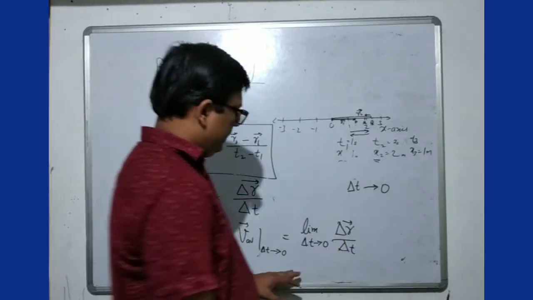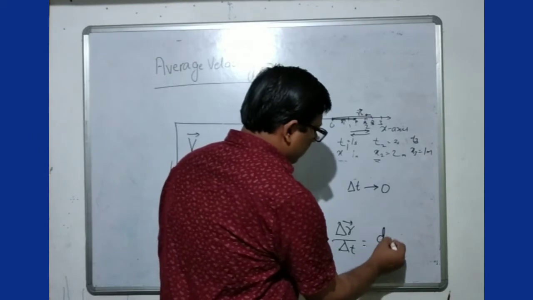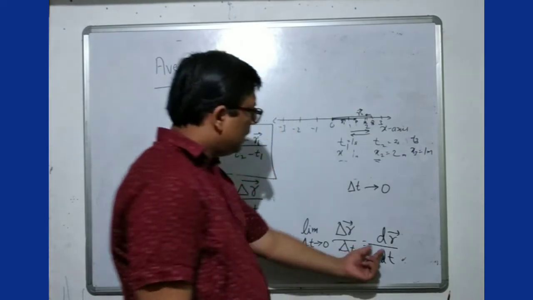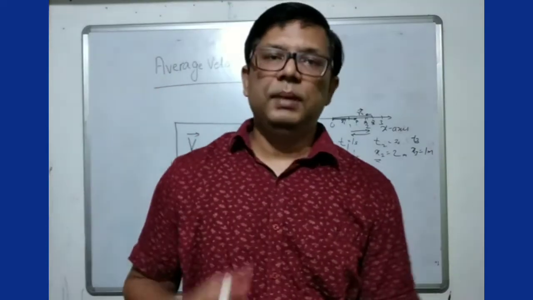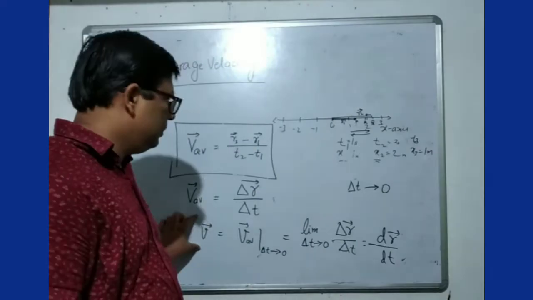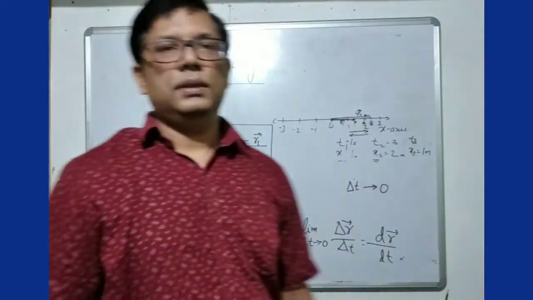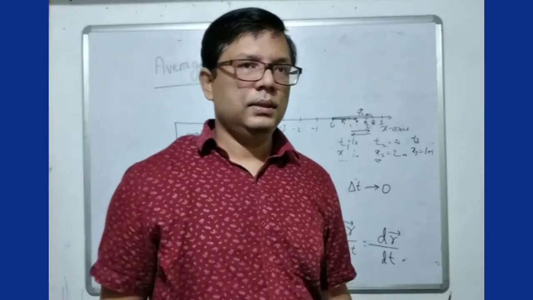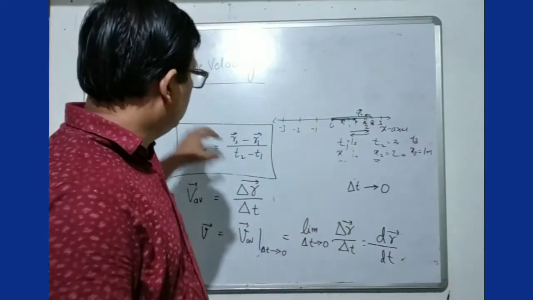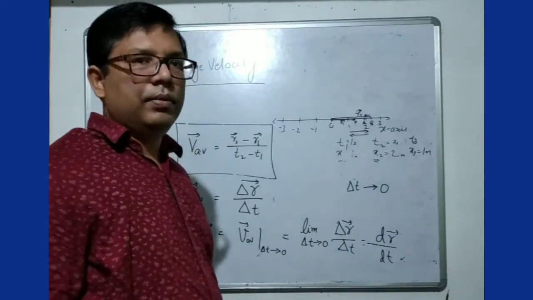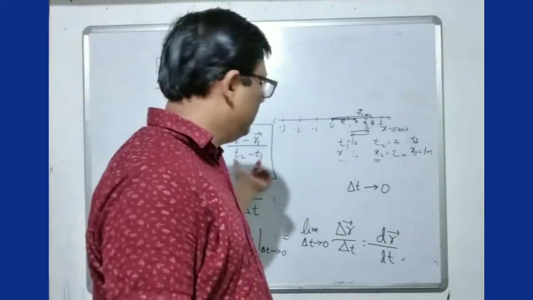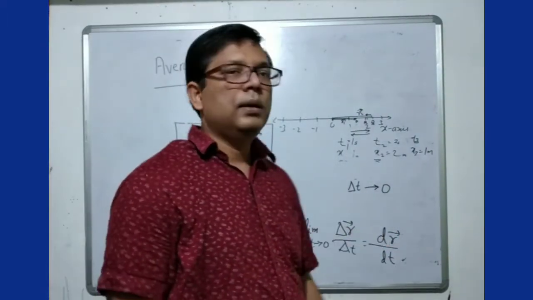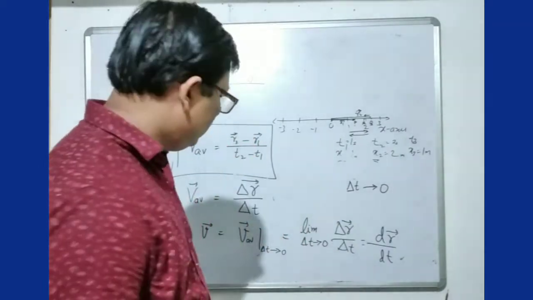So this can be written, from the definition of differentiation, as dr by dt. So this is nothing but rate of change of displacement. So this velocity gives the rate of change of position. Rate of change of position is called velocity at a particular time t. So this average velocity gives the sense of velocity between the time interval t2 minus t1, but this velocity v will give you the velocity at a particular time t.